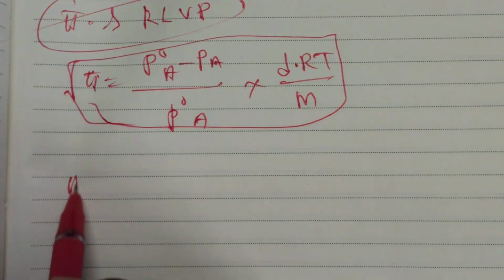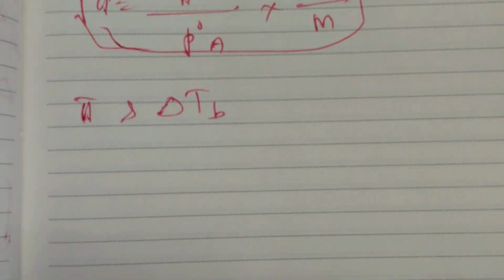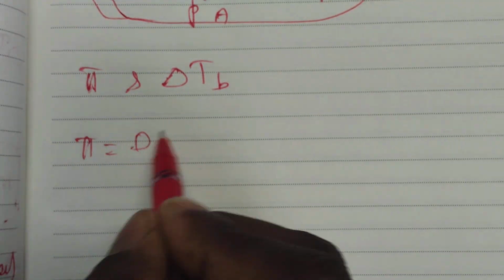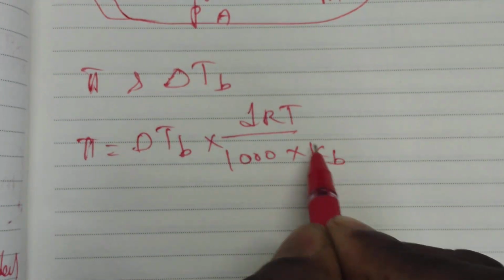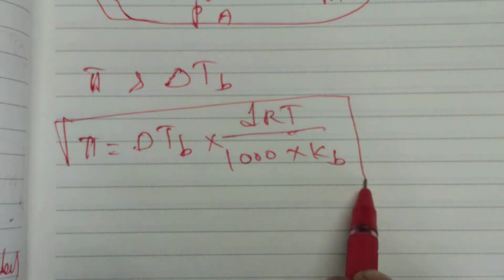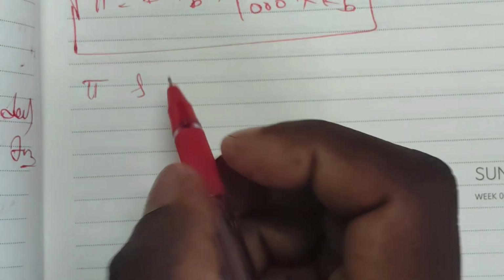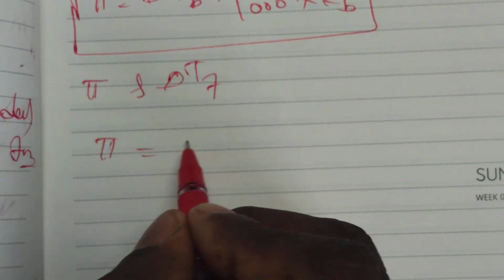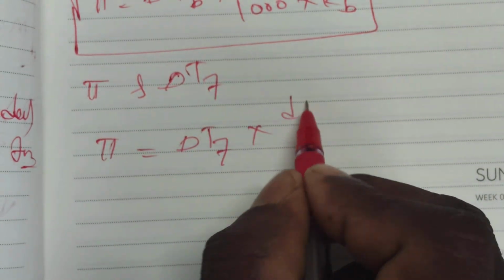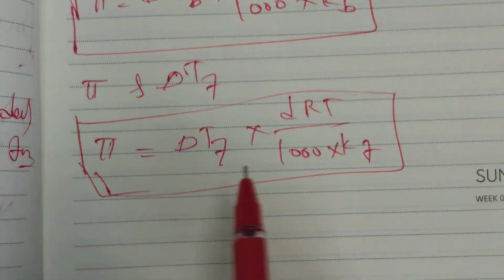Next, osmotic pressure versus elevation of boiling point, delta TB. The relation is pi equal to delta TB into dRT divided by 1000 into KB. This formula is the most important. The last case is osmotic pressure pi versus depression of freezing point, delta TF. Here pi is equal to delta TF into dRT divided by 1000 into KF. Those three formulas are the most important.